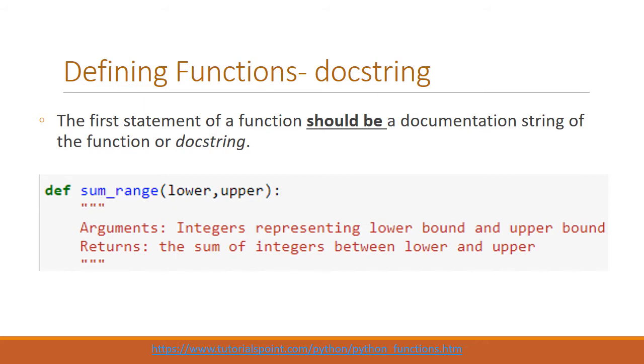Within these quotes, we first start with our arguments. So we give information about the function arguments. In this example, arguments: integers representing the lower bound and the upper bound. Then we have information about the return statement. So this function returns the sum of the integers between the lower and the upper.